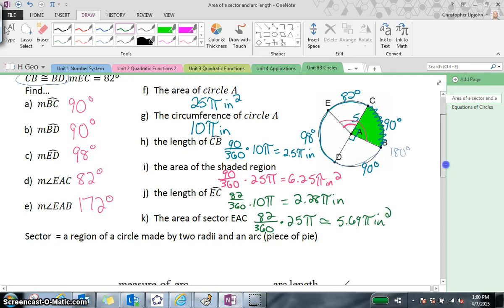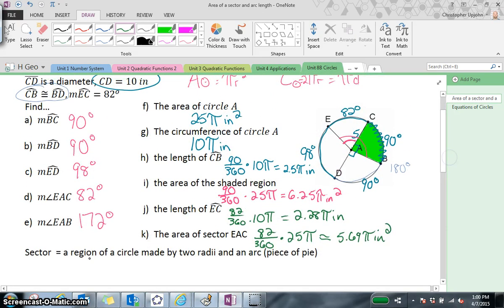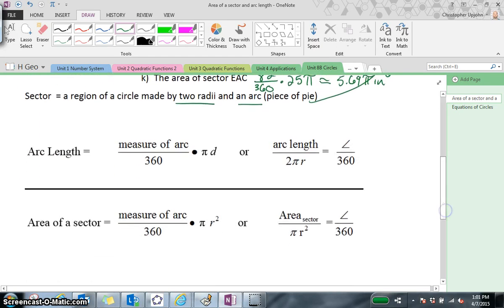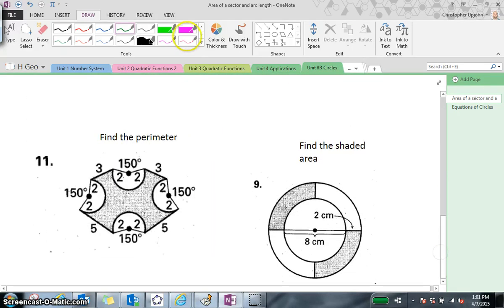So it boils down to, and remember, a sector is a region of a circle made by two radii and an arc, really it's a piece of pie. It's that green area up there. So here are two formulas. This is what we're going to get on our formula sheet. Arc length is the measure of the arc divided by 360 times pi times d, or 2 pi r, our circumference, or we have our proportion. And the area of the sector is the measure of the arc over 360 times pi r squared, the area of our circle. So we'll do two quick examples.